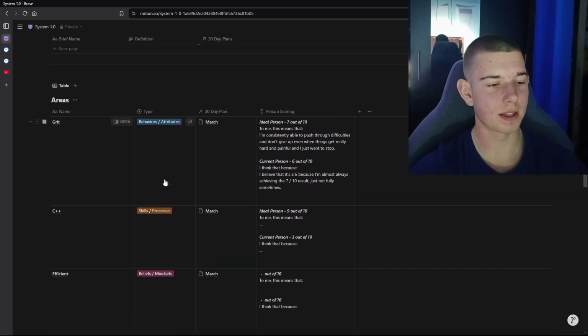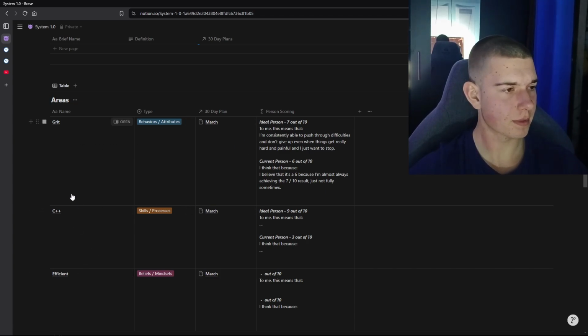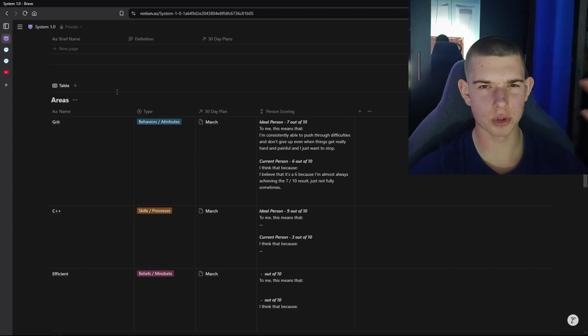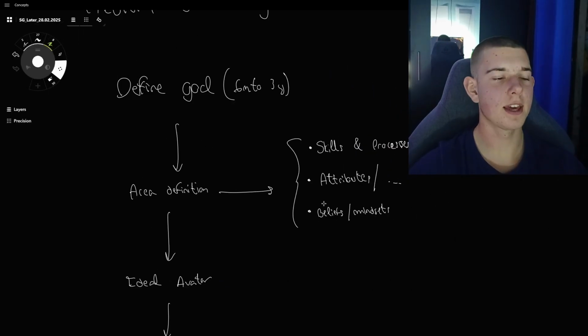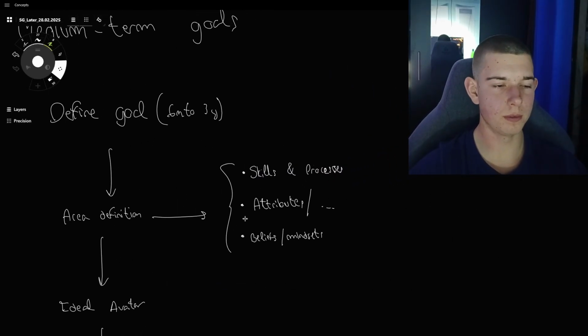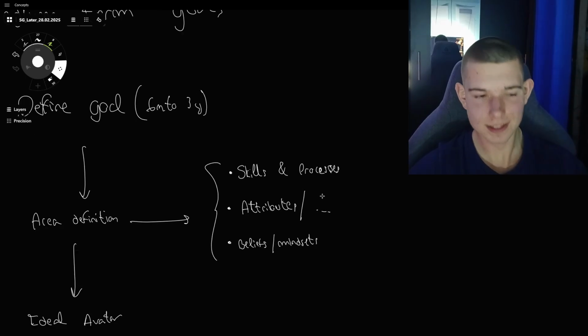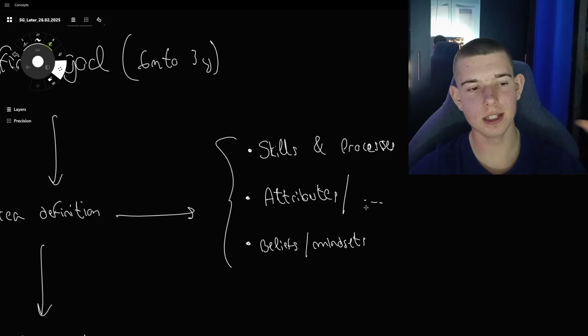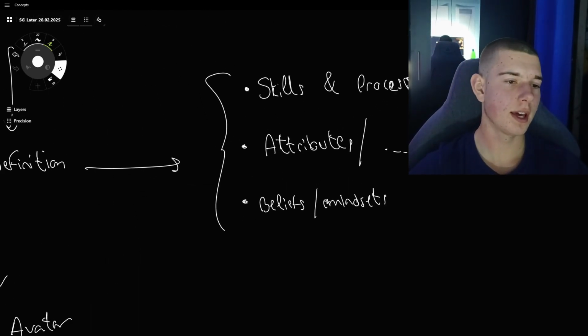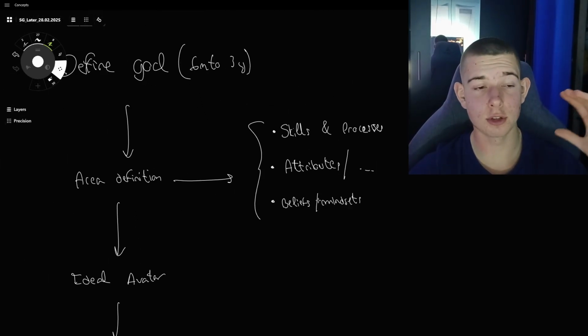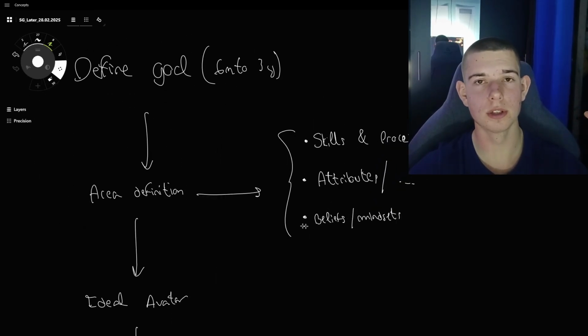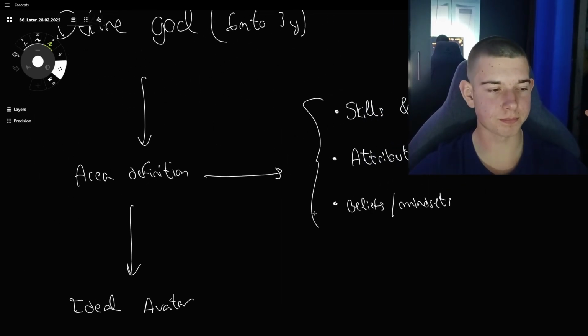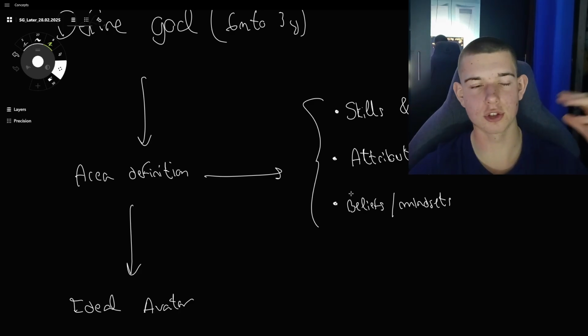Okay, so here I have many things. These are just examples, by the way, to explain what I want to explain. I haven't actually done this yet, but okay, let's go. So here are the areas that I need to do. I need to define what are the skills and processes that I'm gonna need to work on to achieve my goal. What are the attributes that I need to achieve that goal, and what are the beliefs or the mindsets that I need to have so that this goal is much more attainable and I can actually do it.